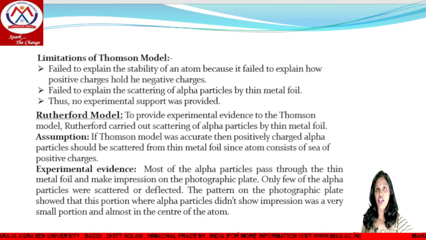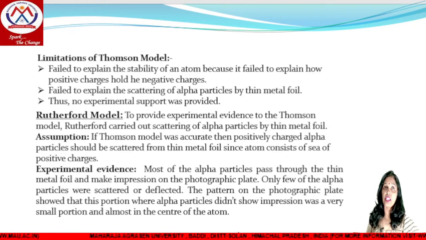Now there are some limitations of the Thomson model. The Thomson model failed to explain the stability of an atom because it failed to explain how positive charges hold negative charges. It also failed to explain the scattering of alpha particles by thin metal foil. And no experimental support was provided for this Thomson model.